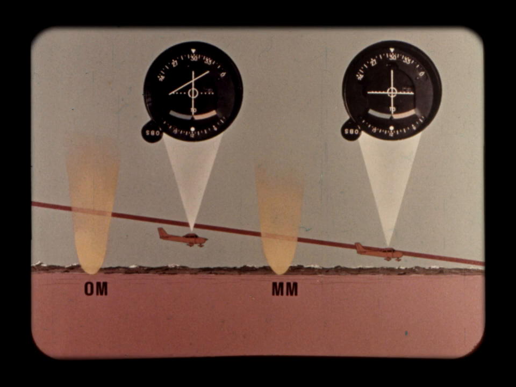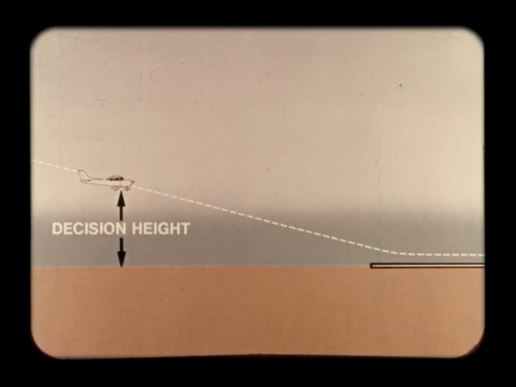After passing the middle marker, the airplane should never be allowed to descend below the glide slope. Follow the glide slope down to the decision height. At this time, if visual contact has not been made with the runway environment, initiate a missed approach.